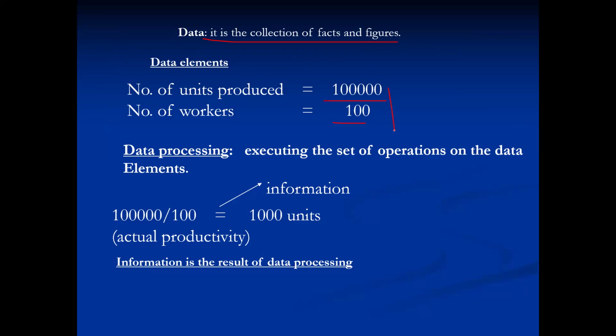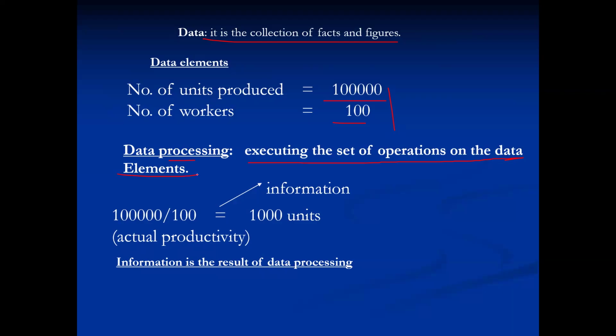As simple as that. Now, this production manager wants to analyze the performance of the workers in the previous month. This data in its original form will not give any clue to the manager. We have produced a total of 1 lakh units, we have 100 workers. So what? As such, are we able to arrive at any conclusion? No. That's why we have to process the data. Data processing means executing a set of operations on the data elements.